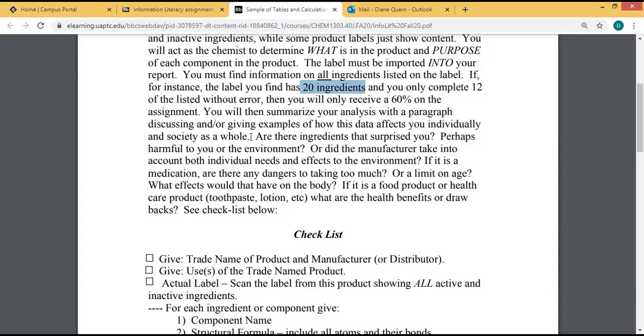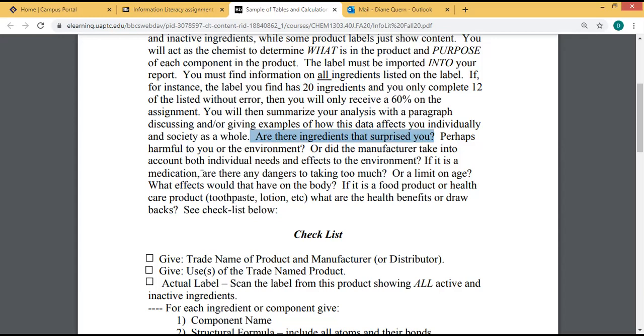So some questions you might ask yourself are: are there any ingredients that surprised you? Because once you characterize these, you might find out there's a toxic ingredient in toothpaste, if toothpaste is what you chose. Did that surprise you? Why? Perhaps it's harmful to the environment or to you. Did the manufacturer take into account individual needs and effects on the environment?